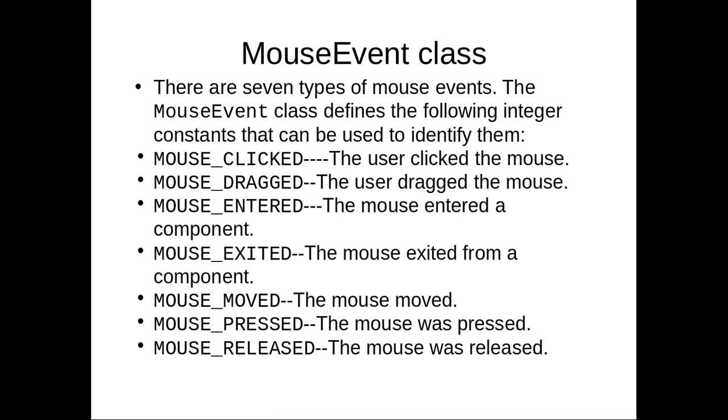Another important one is the MouseEvent class. There are 7 types of mouse events. The MouseEvent class defines the following integer constants that can be used to identify the mouse event: MOUSE_CLICKED, MOUSE_DRAGGED, MOUSE_ENTERED, MOUSE_EXITED, MOUSE_MOVED, MOUSE_PRESSED, MOUSE_RELEASED. These are the various things that can be done by a user as far as the GUI is concerned. The mouse can click, drag, enter, exit, move, press, and release.